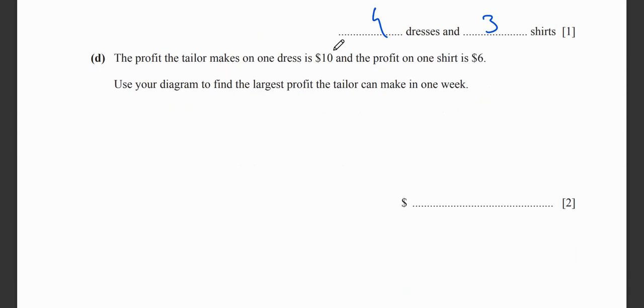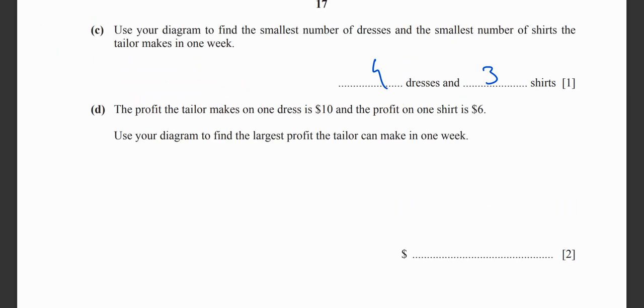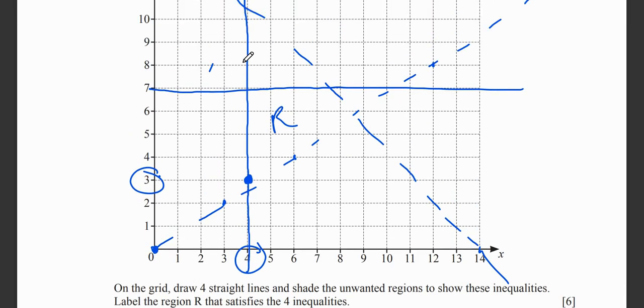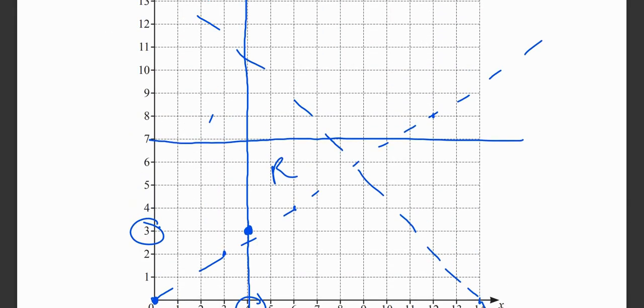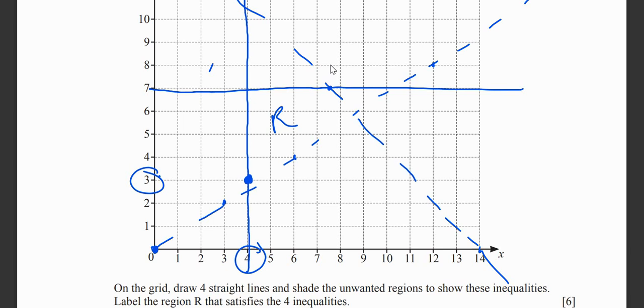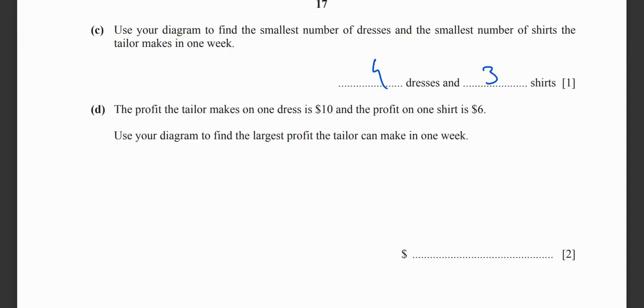Then it says the profit the tailor makes on one dress is $10 and the profit on a shirt is $6. Use your diagram to find the largest profit the tailor can make in 1 week. So if I go up, it's going to be somewhere around this region. Maximum he can make 7 dresses, because you cannot make more than 7 dresses, and maximum 6 shirts. One dress he sells for $10, so 7 multiplied by 10 is 70. One shirt is for 6, 6 multiplied by 6 is 36. So maximum profit he can make is $106.